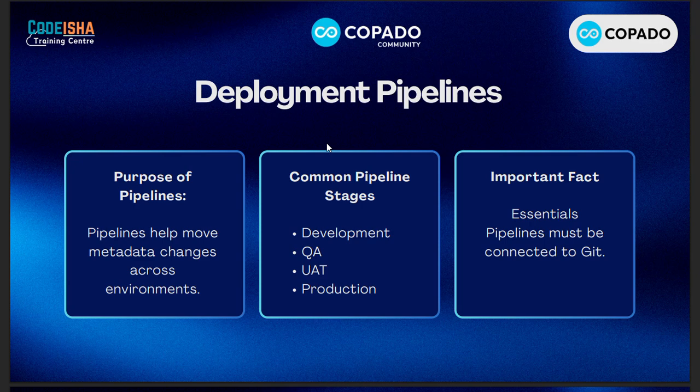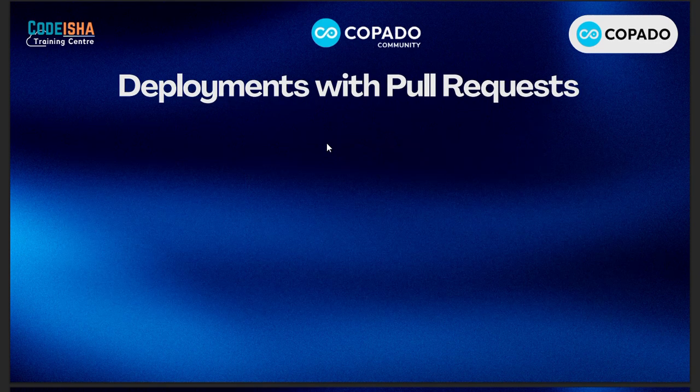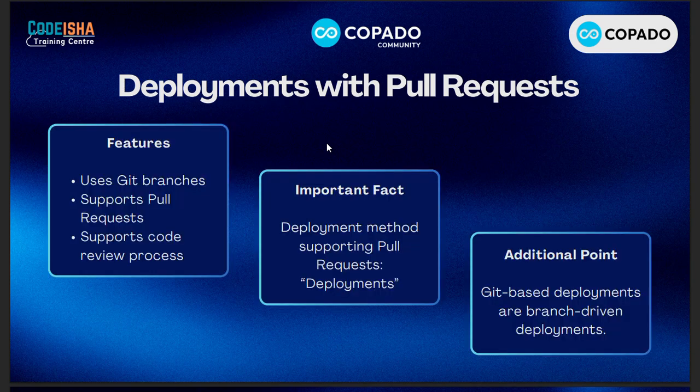And coming to deployments with pull requests, here are the features. It uses GitHub branches, supports pull requests, and supports the code review process also. The deployment method supports pull request deployments, that is, the pull request is the deployment feature. It is Git-based deployment, or branch-driven deployment. So this is the simple deployment with pull requests.